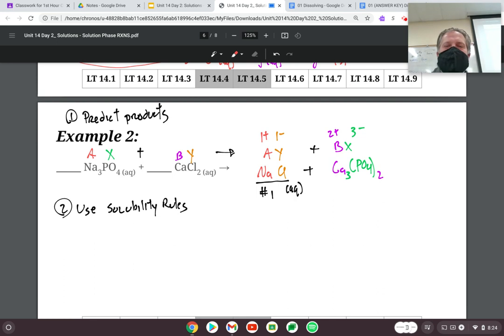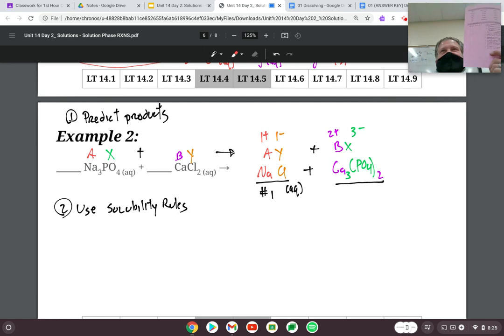All right. Now I need to go on to my next reaction, or my next product, which in this case is calcium phosphate, Ca3(PO4)2. So I'm going to start with rule number 1 that says all salts of ammonium, NH4+, and group 1 metals are soluble. Calcium is a group 2 metal, so that does not apply.